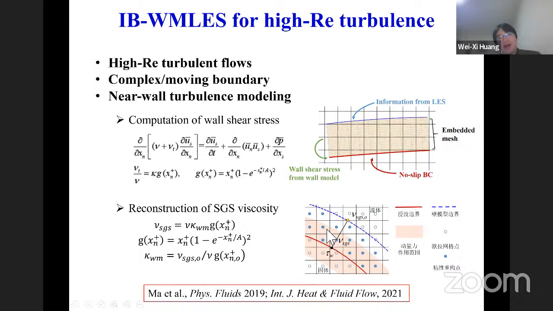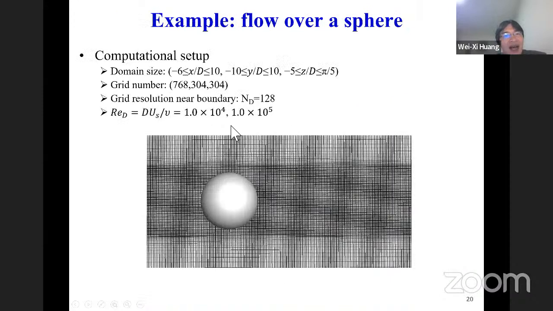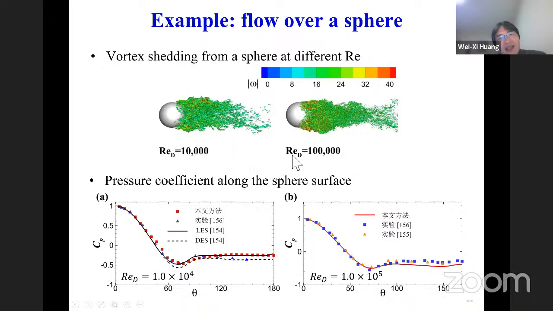This work was previously published in Physics of Fluids and the International Journal of Heat and Fluid Flow. We tested this IB and wall model LES in solving the high Reynolds number turbulent flow over a sphere, at Reynolds numbers of 10,000 and 100,000. We can see the flow becomes complicated turbulence. In the comparison of the pressure coefficient along the surface, we can obtain satisfactory results using the current hybrid method.